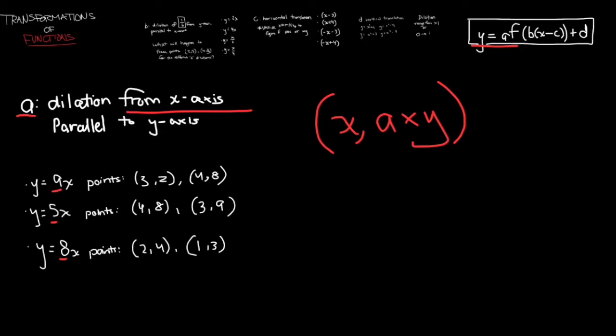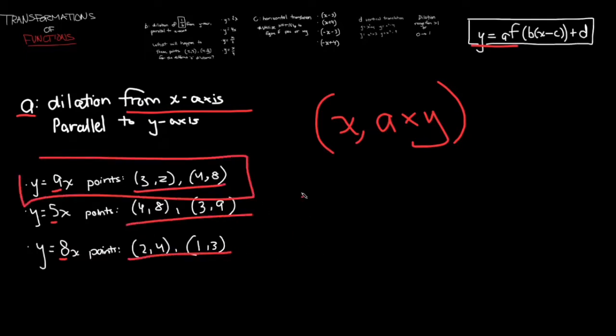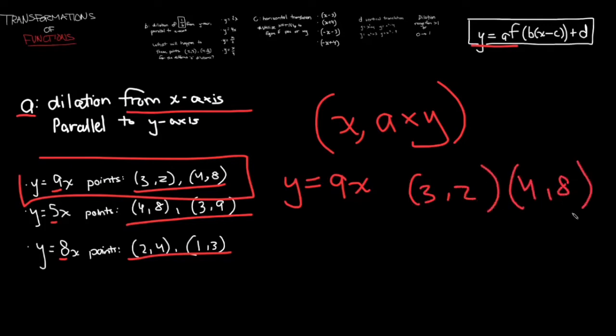That if they were to ask us what is the dilation. Now that we've sort of identified what a is, which is 9, 5, and 8, remember how we said a multiplies with the y coordinate? So here we have been given the coordinates, or the points. So let's do this first question here. Y is equal to 9x, and the points they give us are (3, 2) and (4, 8).